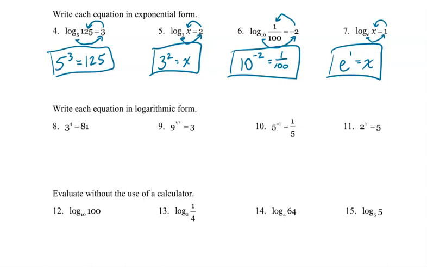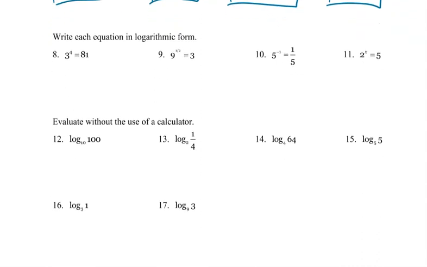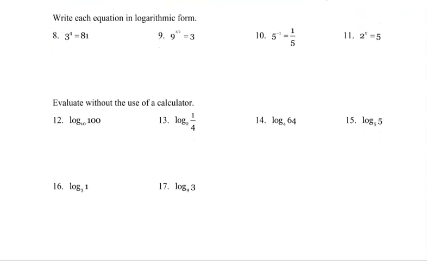All right, let's try going the other way now. So we're going to write each equation in logarithmic form now. So we have 3 to the 4th equals 81. Again, we're going to do the same exact thing about going around the equals. So we're going to start with the base still.